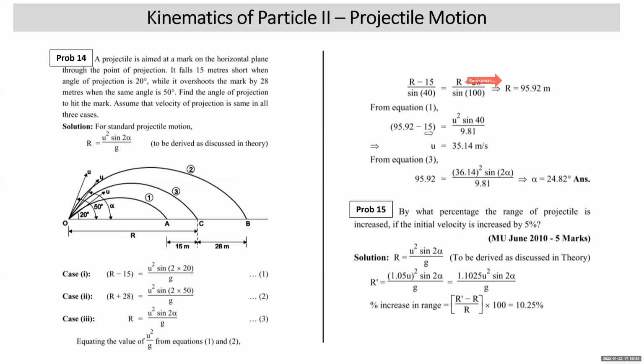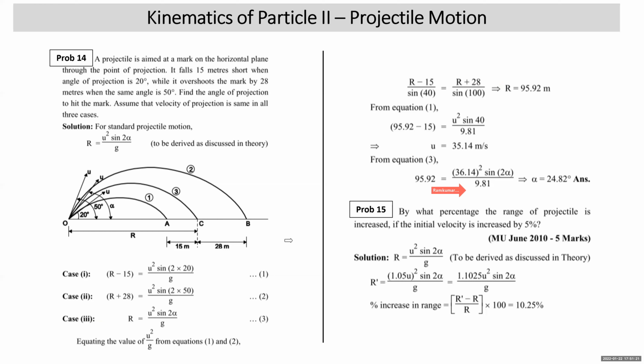Once you get the value of r, you can substitute in equation number 1 or 2, you will get the value of u. Once u is known to me, then you can come to equation number 3. You have u with us, you have r with us, so you can get the value of alpha. So this type of problems are also asked in the examination.